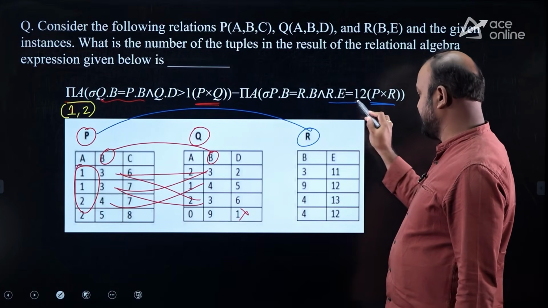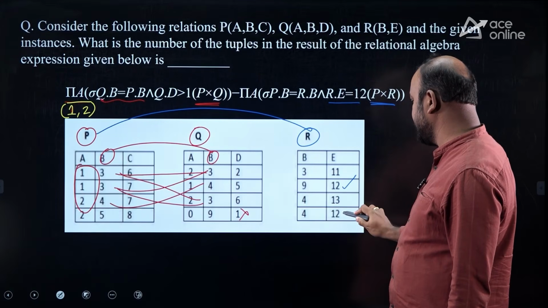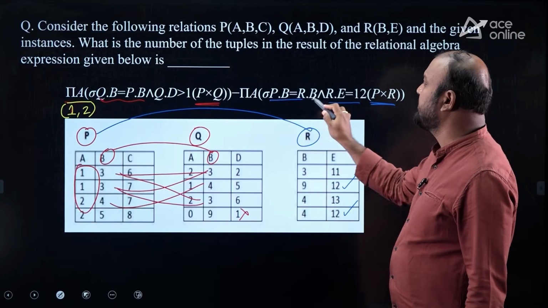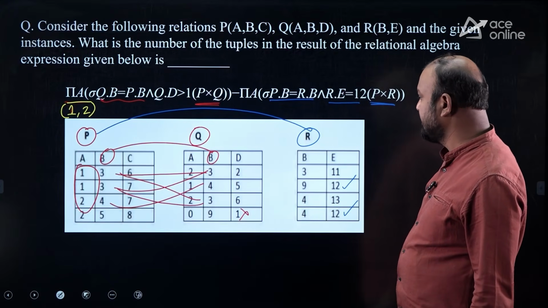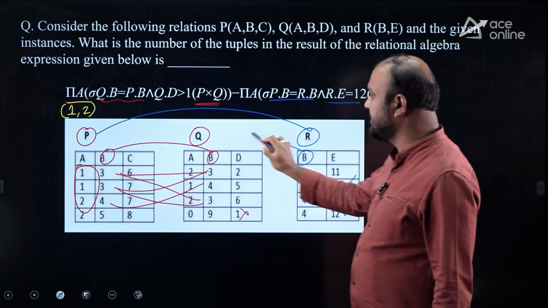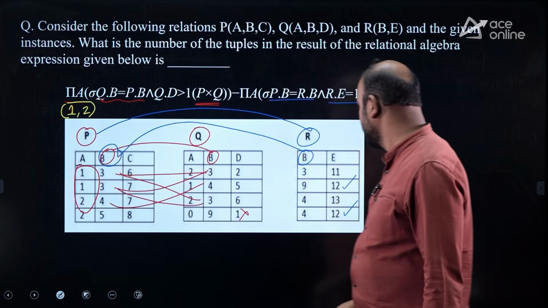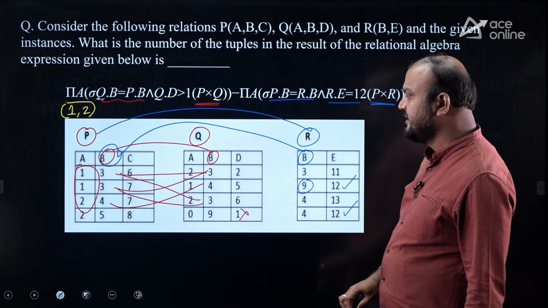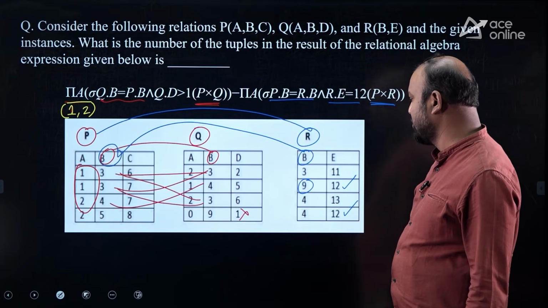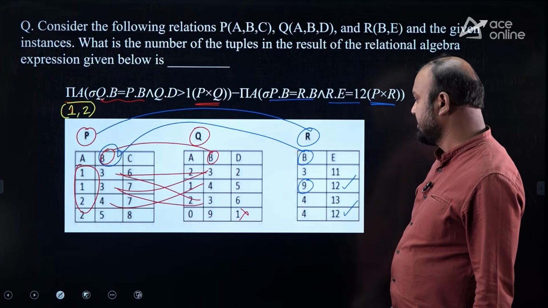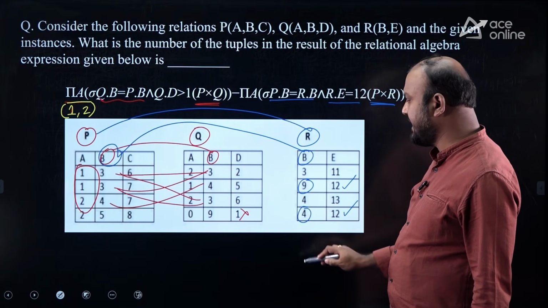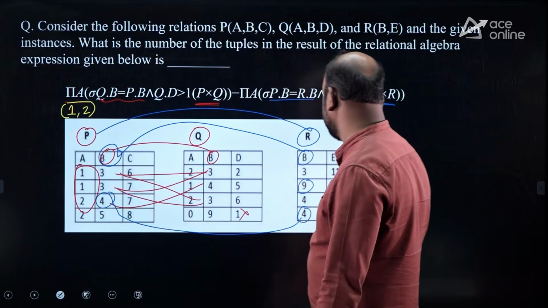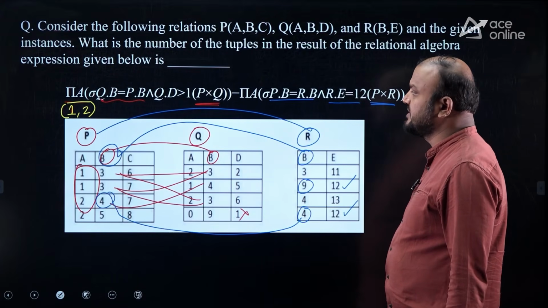RE equal to 12 for these two tuples. And what is another condition? PB equal to RB. Now what is this B9? Had any match? No match. And here 4 had any match? Yes. This 4 had a match with this. That is a match. Only one match is there.